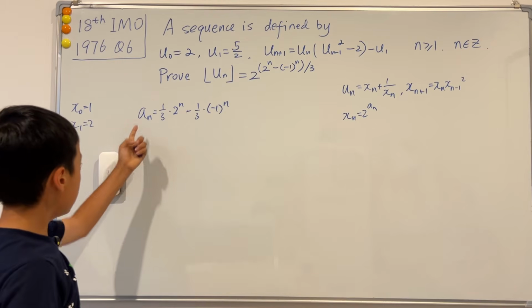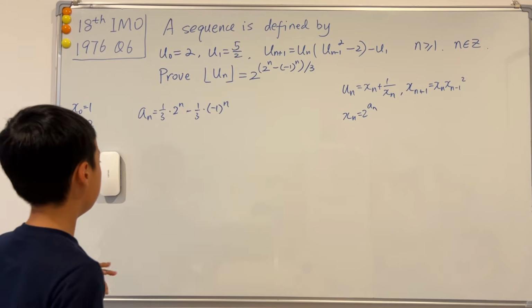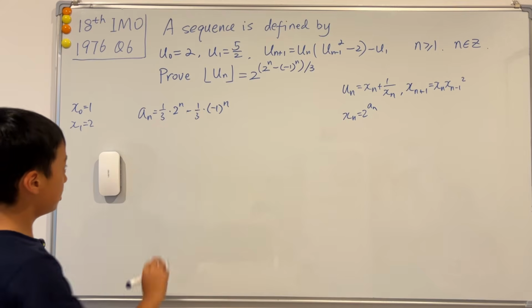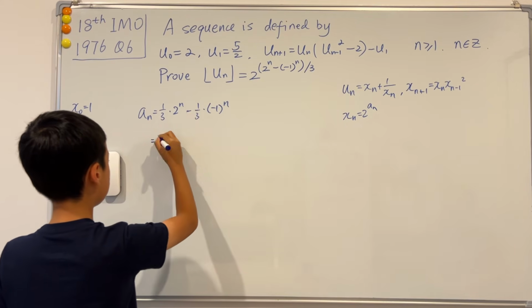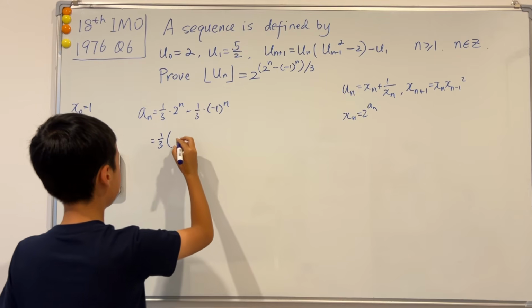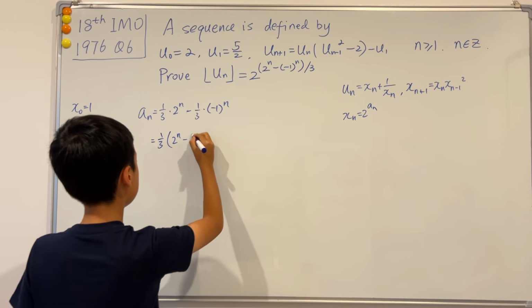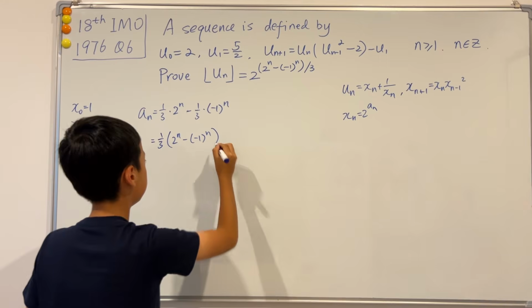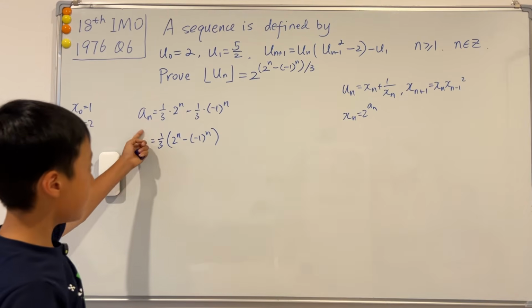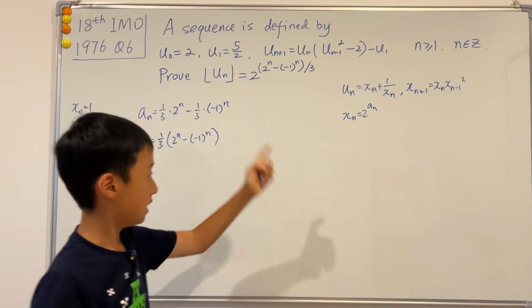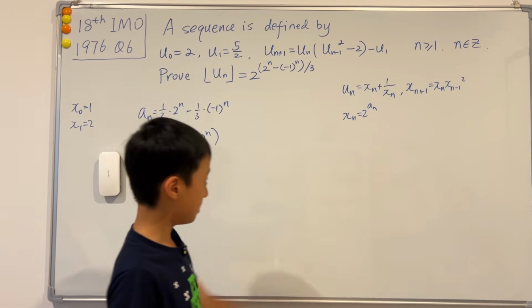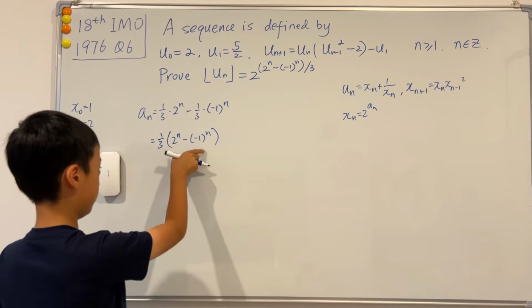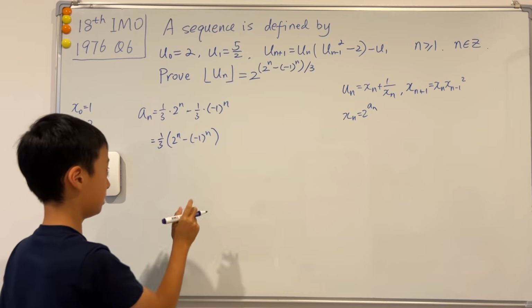Okay, so now we have a_n. I'm just going to do a little last minute change. So this is also equal to, I'm going to factor out this 1/3. So 1/3 times 2 to the n minus negative 1 to the n. So now that we know that a_n is this, then we see that x_n is 2 to the power of this, and we see that u_n is 2 to the this plus 1/2 to the this.